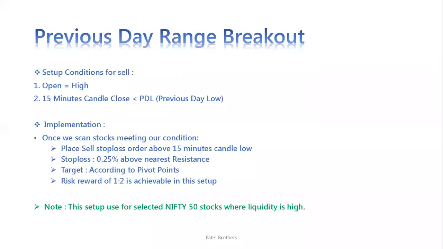All the scanning we will be using only in the cash segment. After the cash segment is scanned, only then will we look at futures according to the segment you are trading. Once the cash segment filters out your stock, then targets and stop loss, as we have discussed: 0.25% just above the resistance, and target according to the pivot points. Otherwise 1:1.5 to 1:2 is the fixed risk reward for any of our setups. That is excellent risk and reward.